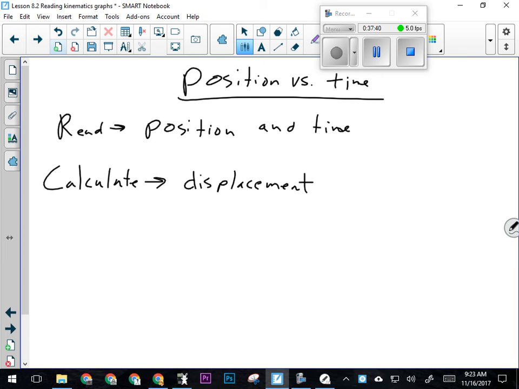Okay, we can calculate displacement. We do that by taking our final position and subtracting our initial position, whatever those final and initial happen to be. They don't have to be the beginning and end of the graph. I could give you a graph that runs from 0 to 15 seconds and just ask, what's the displacement between 7 and 9 seconds? Then you would take the position at 9 seconds and subtract the position at 7 seconds, and you would have your displacement between that time. Everybody follow there?